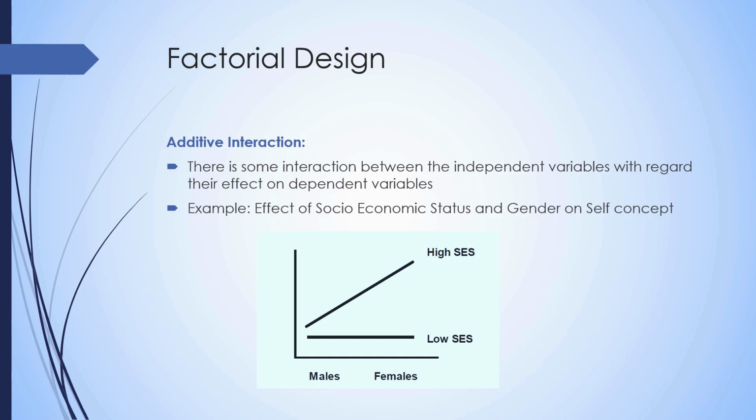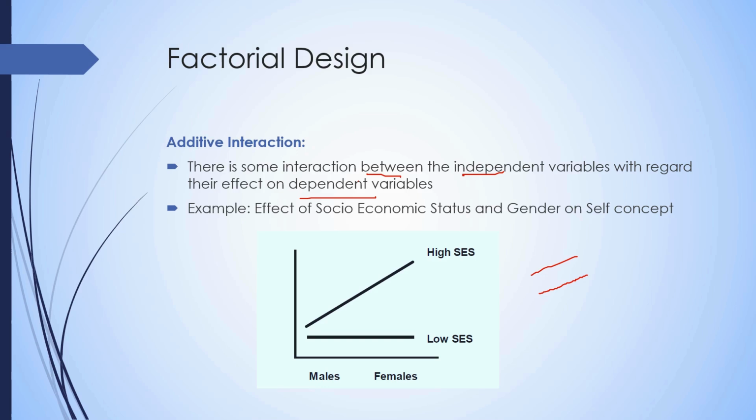The second interaction is additive interaction. Additive interaction means there is some interaction between the independent variables with regard to their effect on the dependent variable. So we don't know exactly what the interaction is, but we know that there is some interaction, that is additive interaction. So if you look at the graph, in the parallel interaction we had no interaction, we had two parallel lines. Here the lines will not be parallel to each other.